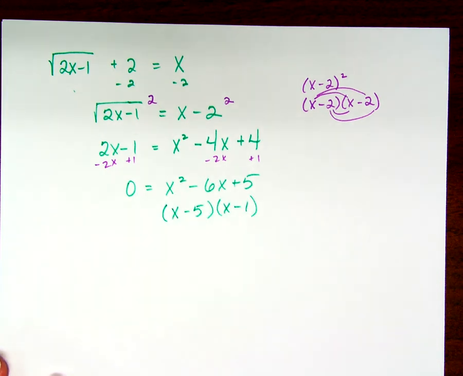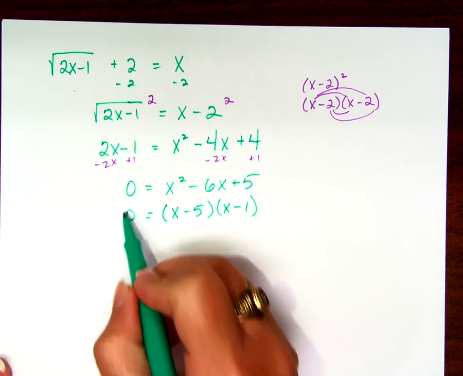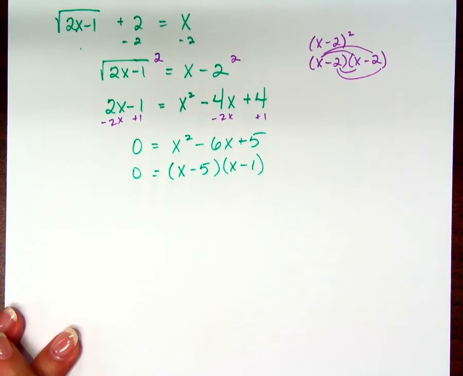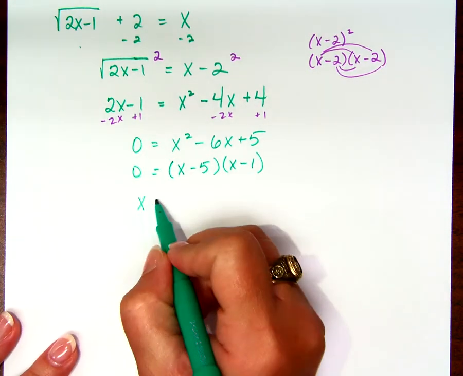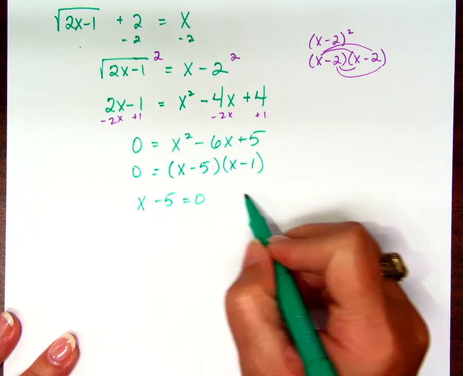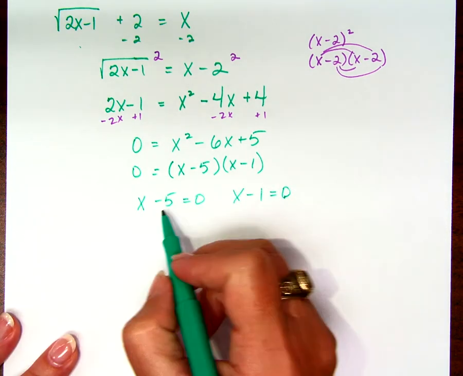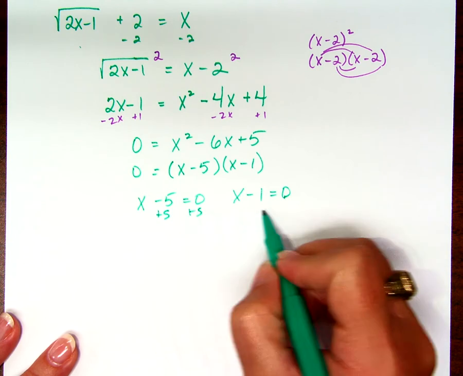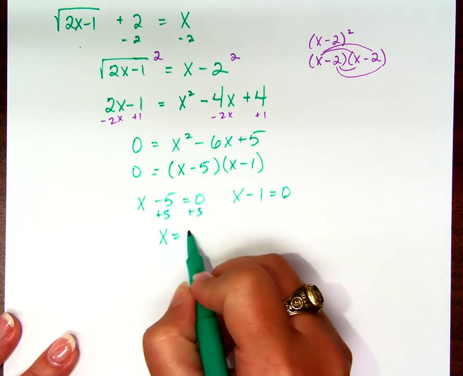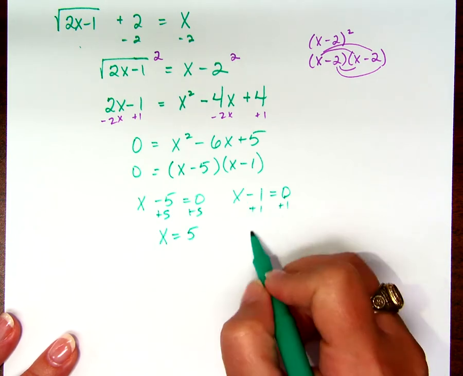Excellent. And if that equals 0, what do I have to do with each factor? Set it equal to 0. x minus 5 equals 0. x minus 1 equals 0. Add 5, x equals 5. Add 1, x equals 1.